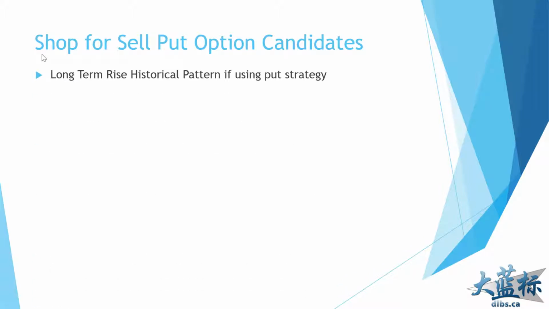We are looking for long-term rise, especially in the historical pattern if we can. We need to know a little bit about the fundamentals and the technical. We can't just rely on one or the other. And in this case, we're going to be looking for oversold signals, low RSIs, where it's reached a point where there were more sellers than buyers. So there's nowhere else to go but back up.